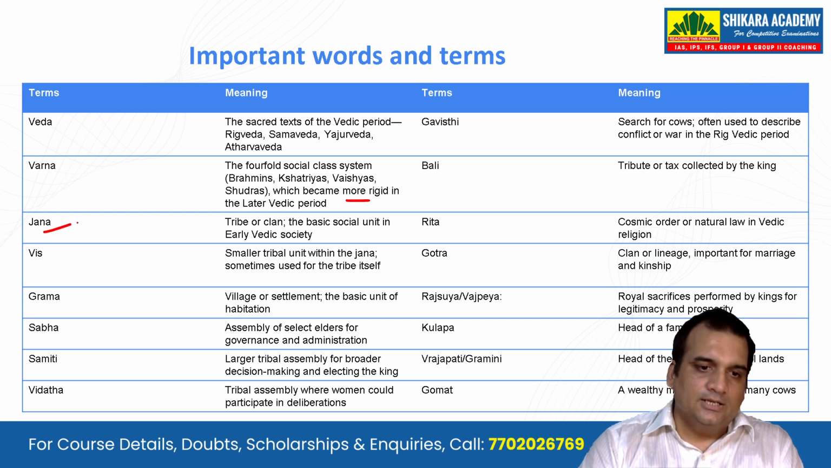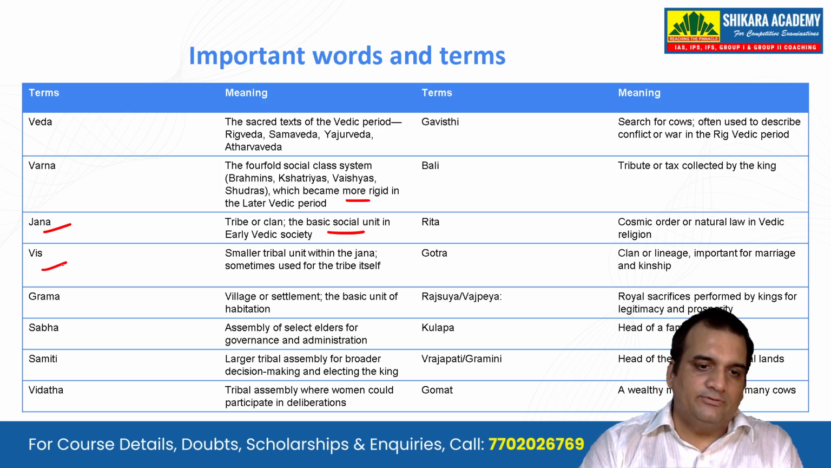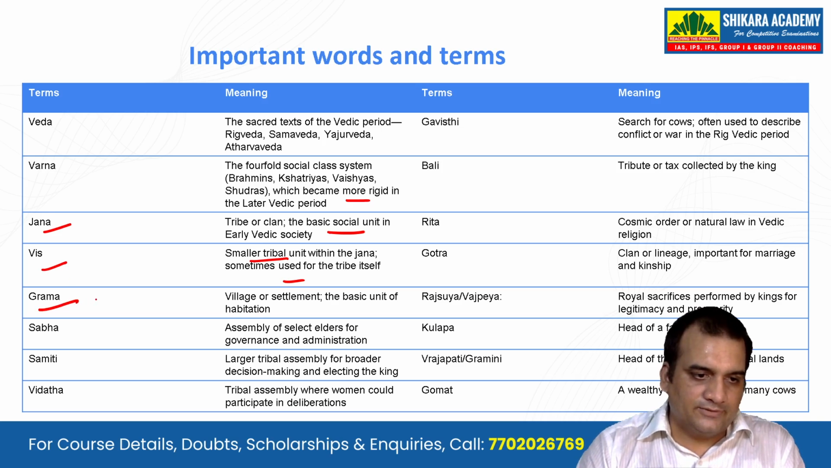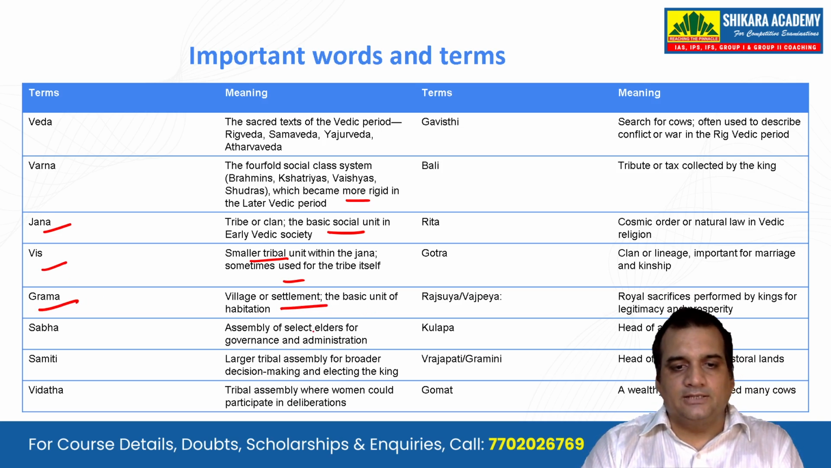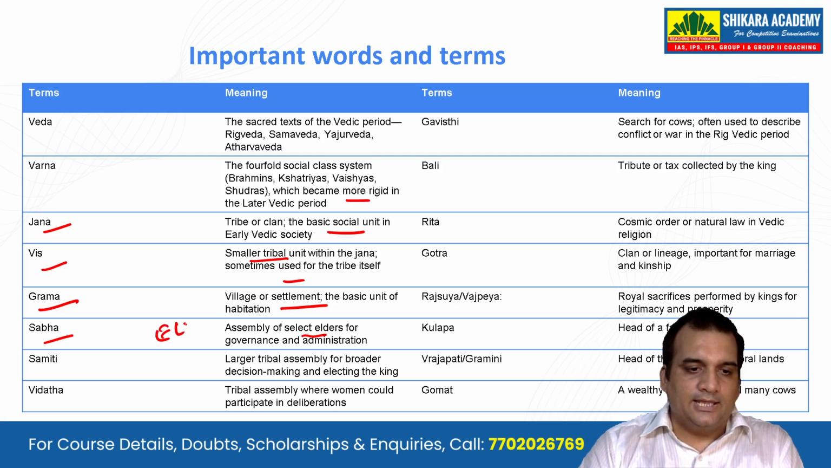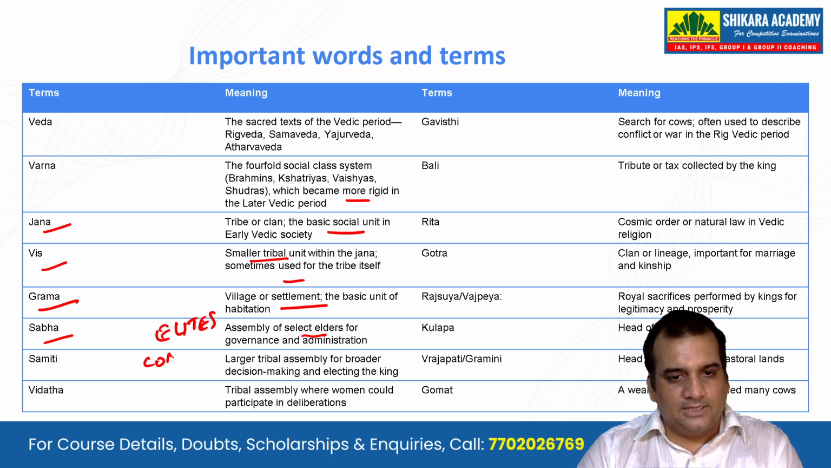period. Jana, a tribe or clan, the basic social unit in the early Vedic society, a smaller tribal unit within the jana, sometimes used for the tribe itself. Grama, village or settlement, the basic unit of habitation. Sabha, assembly of selected elders, or you can say the elites. Okay. Samiti, larger tribal assembly for broader decision making. So it also had the common people along with the king.